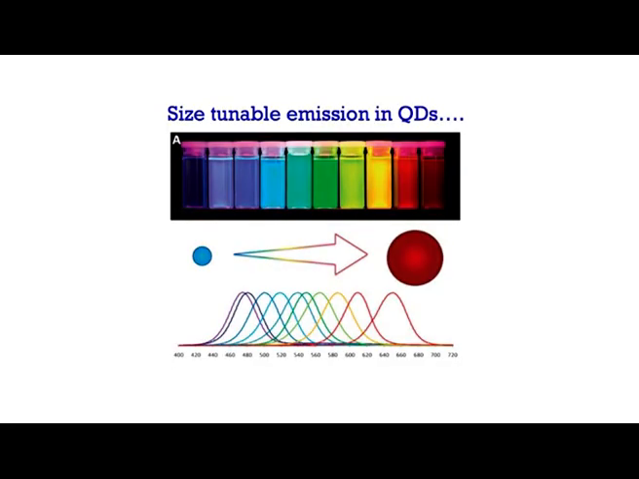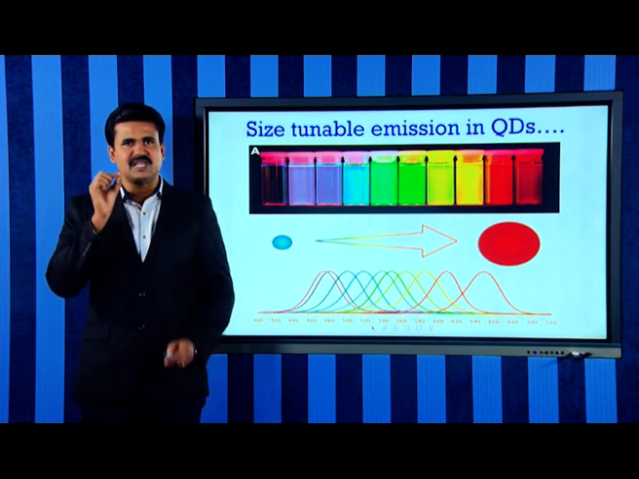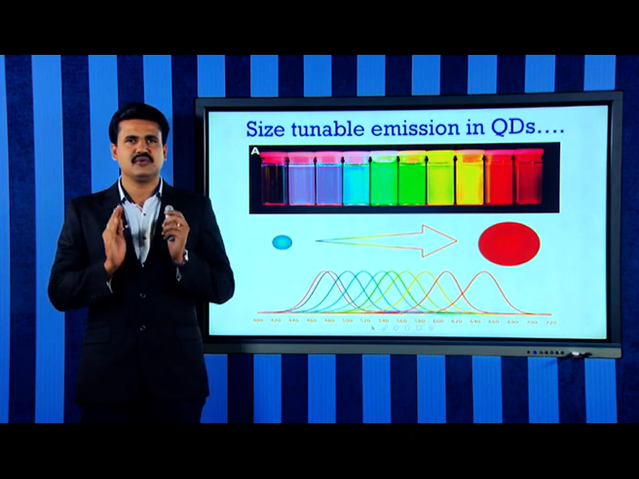The figure represents size tunable emission in quantum dot. Whenever you increase the size of the quantum dot, gradually the emission wavelength also changes. The small sized blue colored quantum dot emits in the blue region, and if you increase the size, energy will be decreased and emission wavelength will be increased, and hence the color changes to the red region. That is, size tunable emission is an important optical property of the quantum dot.